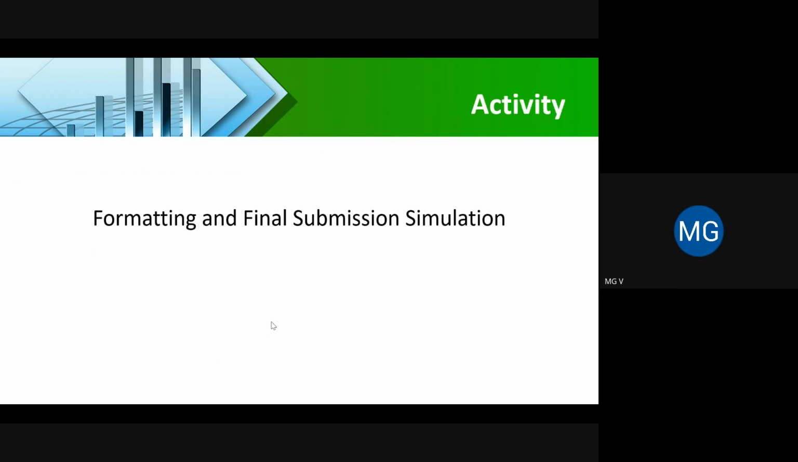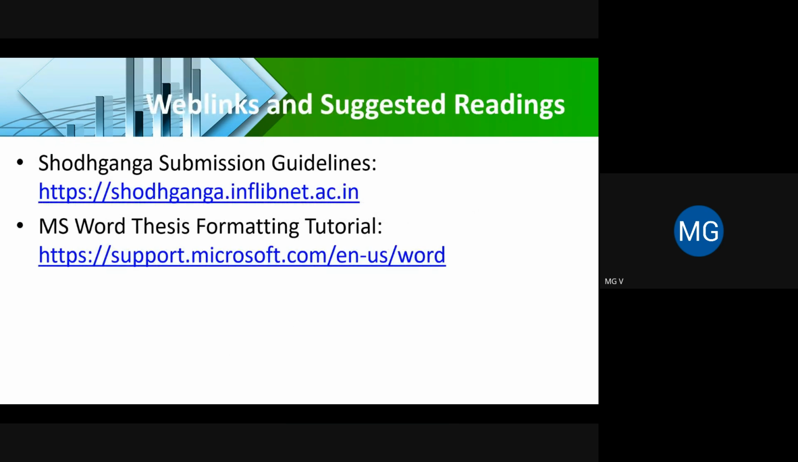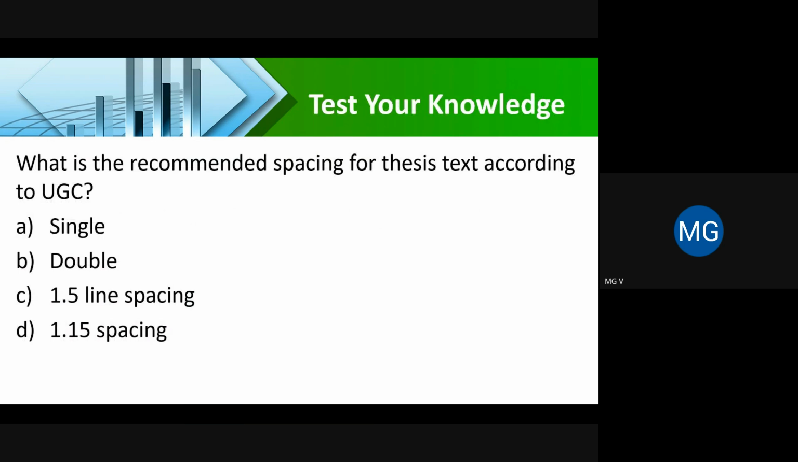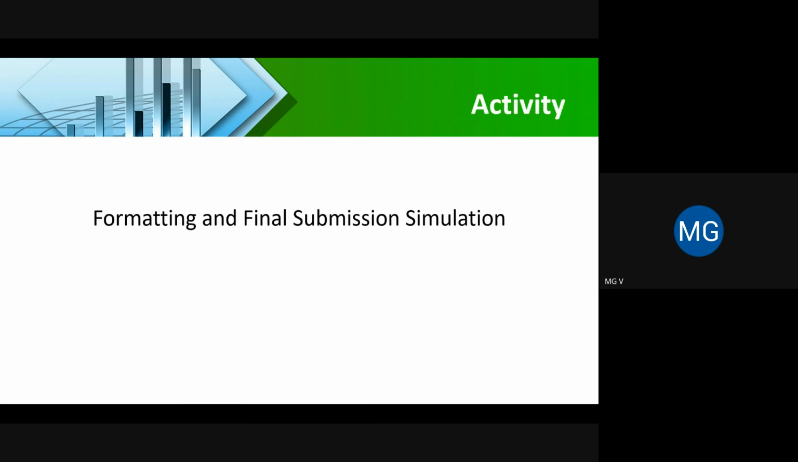Now, formatting and final submission simulation. What we need to do? So you can take your pre-formatted Word file, then you can generate table of content, list of tables, and you can paginate it. Then you can insert data and figures using captioning tools.